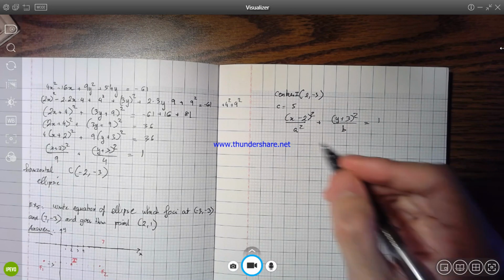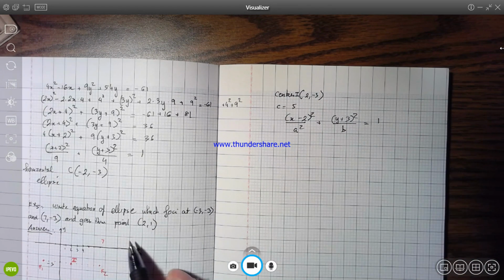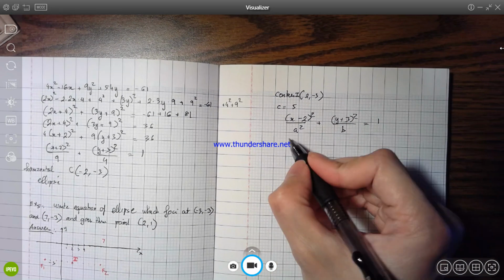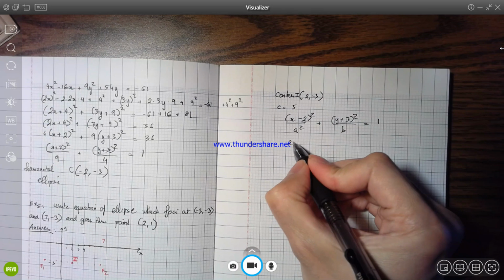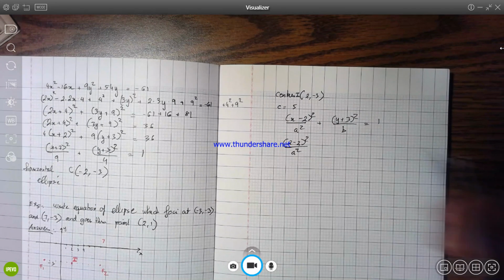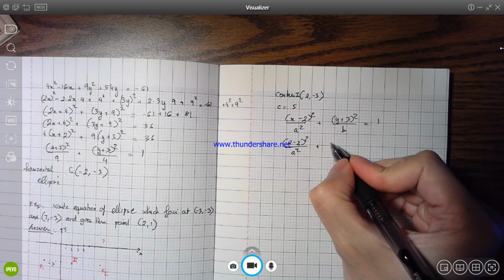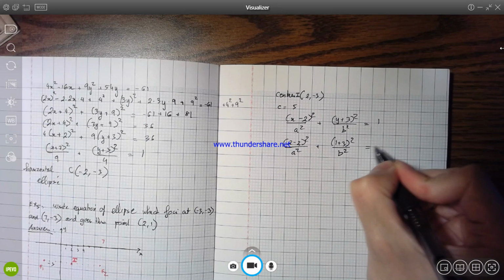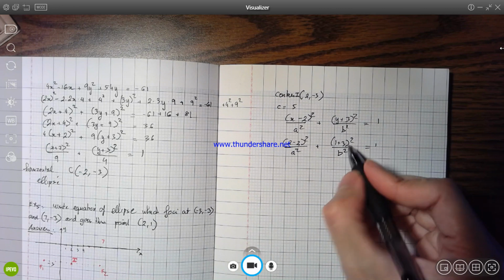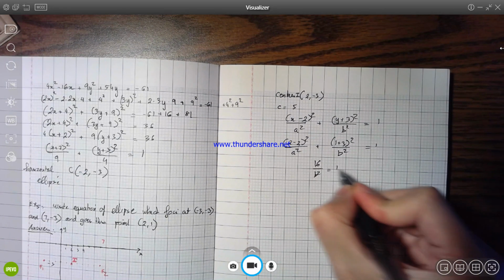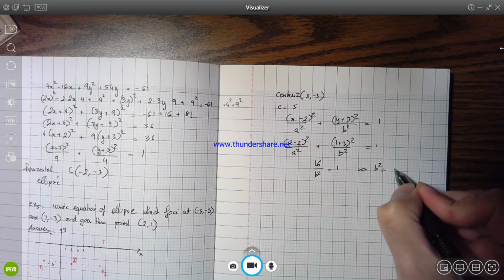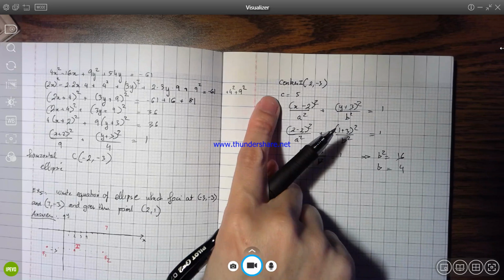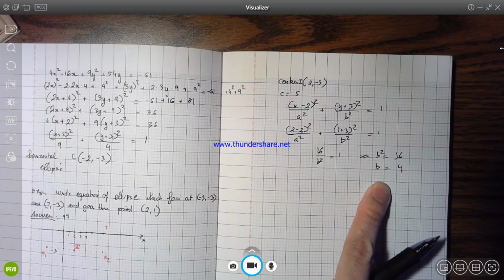And we know another thing: we know the ellipse goes through point 2, 1, right? So I can plug 2, 1 over here, so we have 2 minus 2 squared over a squared plus 1 plus 3 squared over b squared equals 1. So this is 0, so 16 over b squared equals 1. So b squared equals 16, so b equals 4. Okay, so you got C, you got B. Can we get A? Yeah.